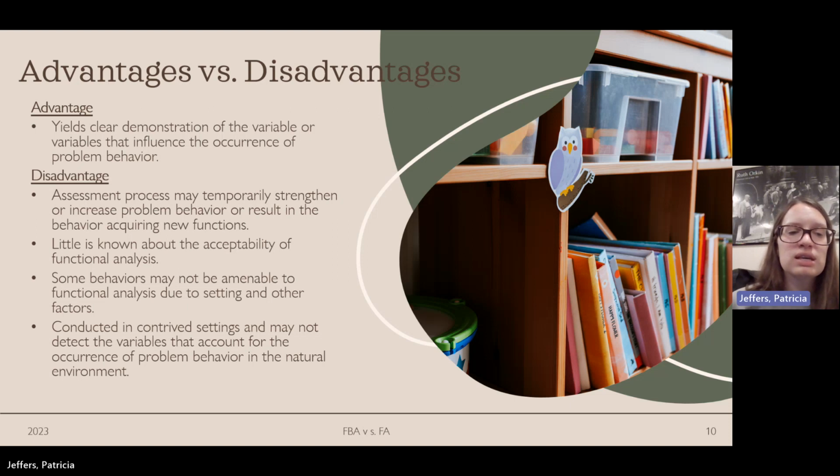And functional analyses are conducted within contrived settings and may not detect the variables that account for the occurrence of problem behaviors within an individual's natural setting.